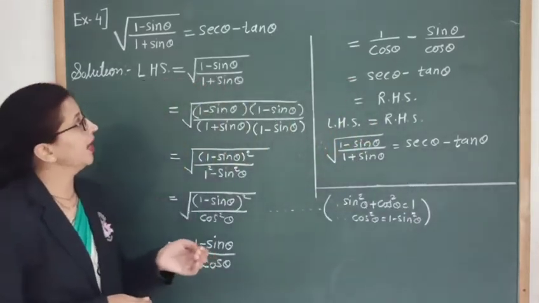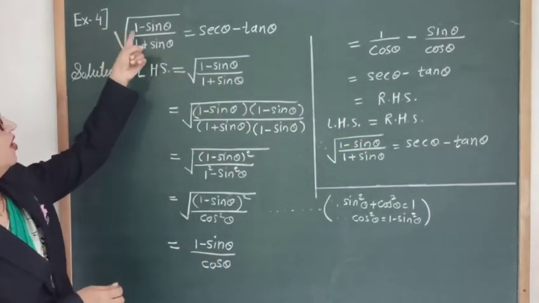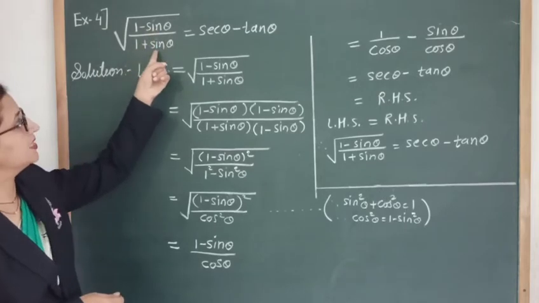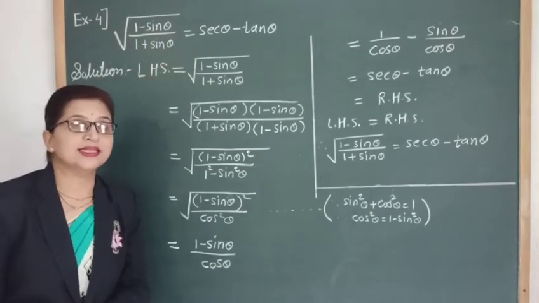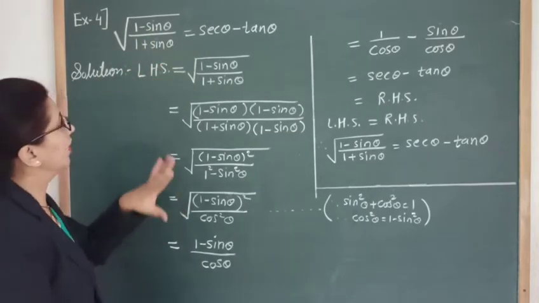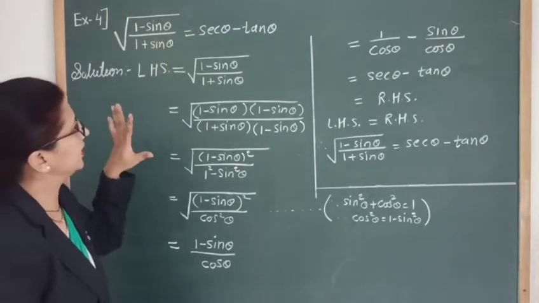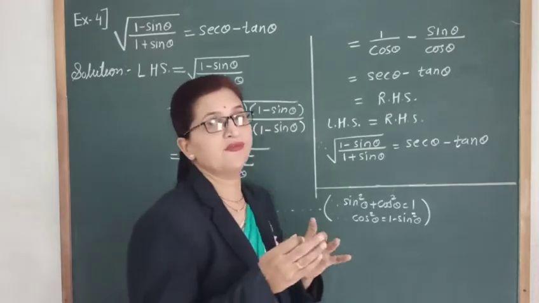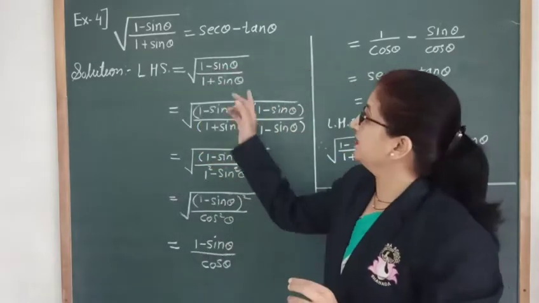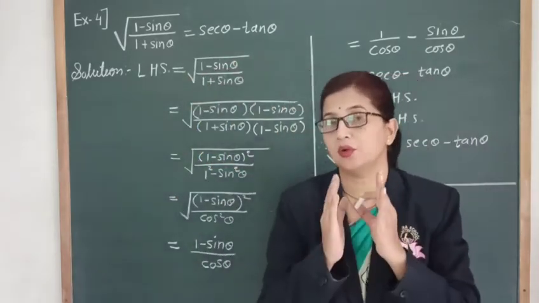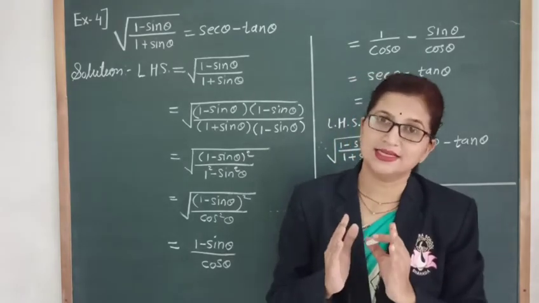So here we have a question. Under root 1 minus sin theta upon 1 plus sin theta is equal to sec theta minus tan theta. So we have to show this LHS is equal to RHS. So dear students, whenever we get such a question where one side is under root, we have to rationalize that side.